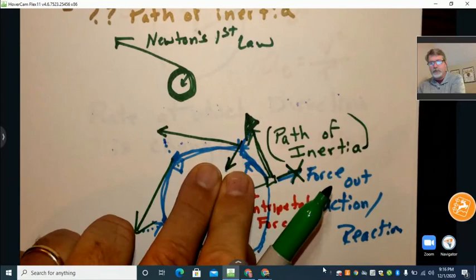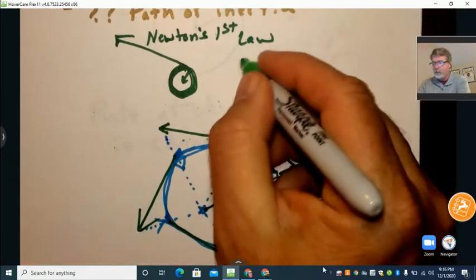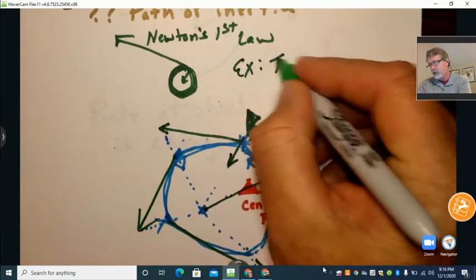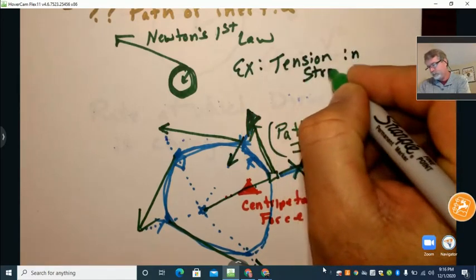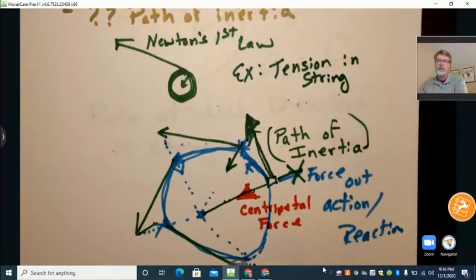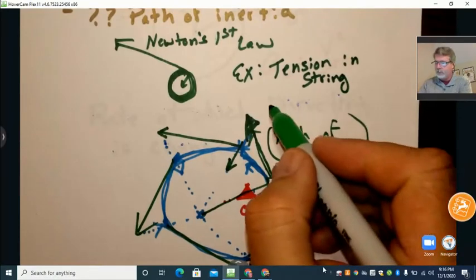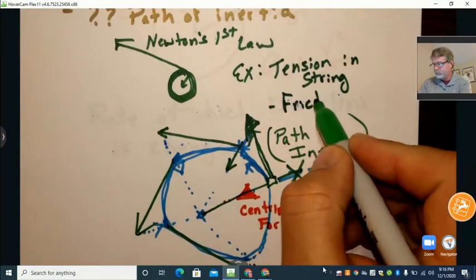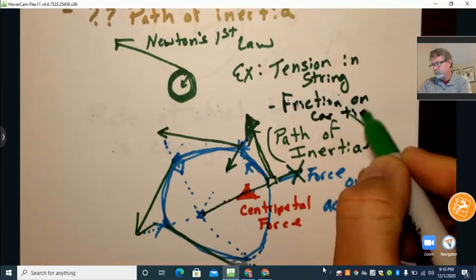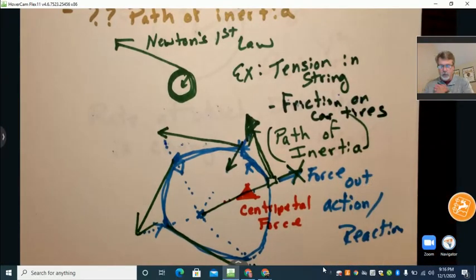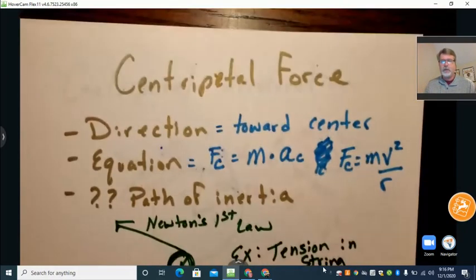So examples of centripetal force: tension in a string. When you rotate something with a string, that string is pulling on it. Friction on car tires. All of those things are examples of centripetal forces.